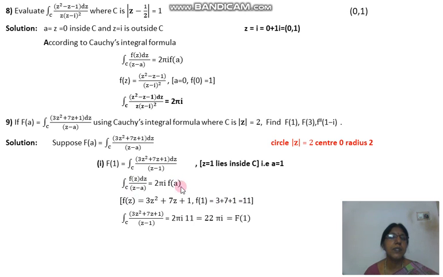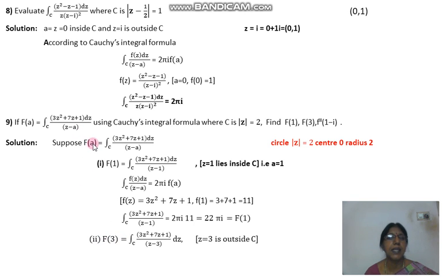Using this integral formula, the integral value is equal to 2 pi I into f of 1, which means 2 pi I times 11, that is 22 pi I. So f of 1 is 22 pi I. Similarly, for f of 3, what do we substitute this time? We substitute 3. f of a is equal to this one, substitute 3 in place of a.